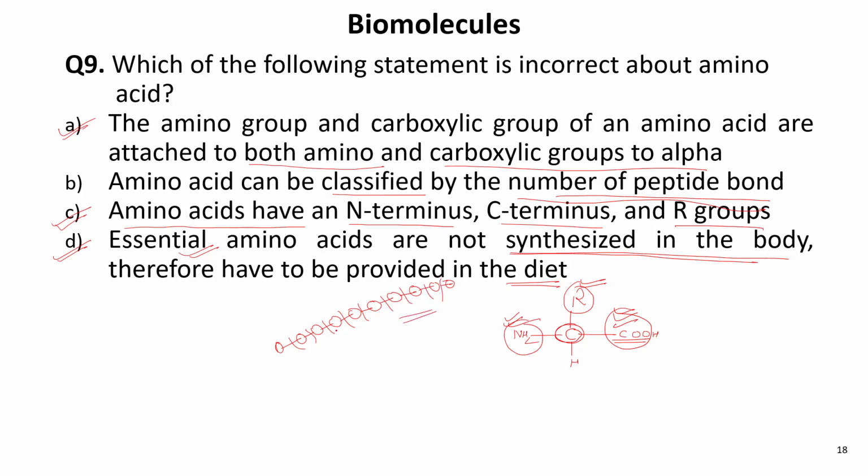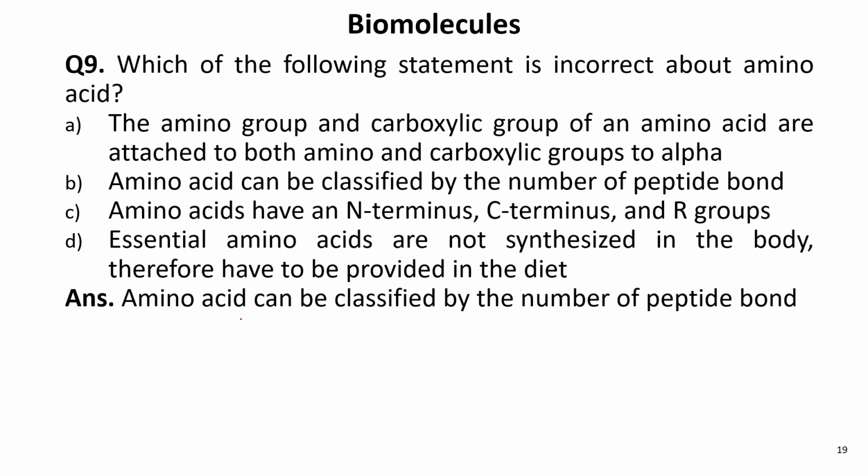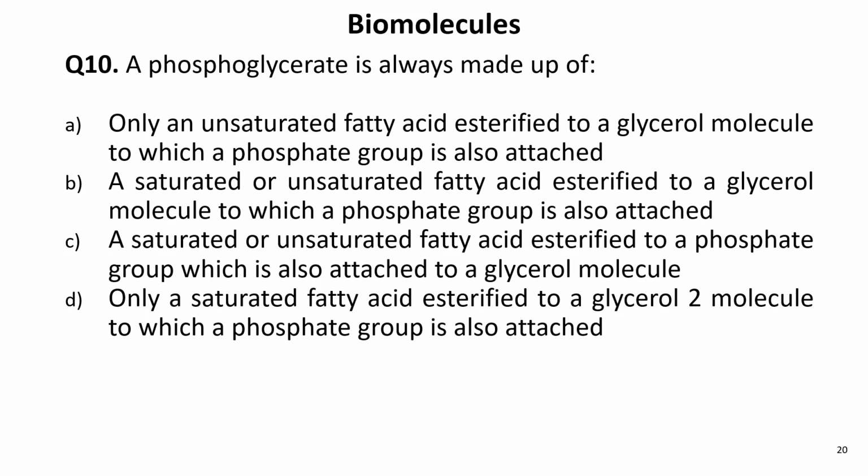Okay, so the peptide bond forms the primary structure of the protein. It has nothing to do with the classification of amino acids. So this statement is incorrect. Amino acids can be classified by the number of peptide bonds. This is the incorrect statement.